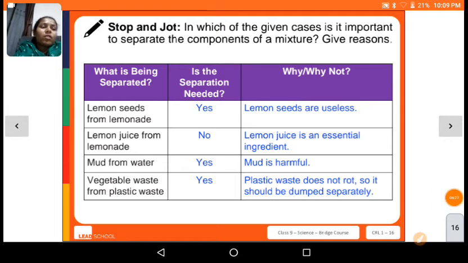So here we talked about the mixture. Till now we saw that we need to separate these materials or not. Now let's see methods of separation. How many methods are there? Hand picking, winnowing, sieving, threshing, all these methods. Let's see how these methods of separation work.